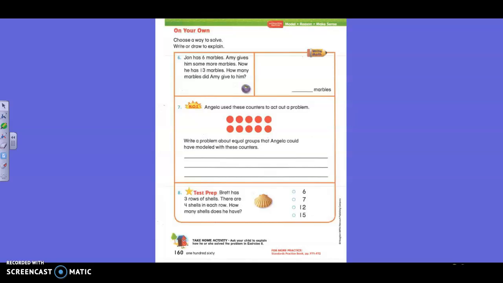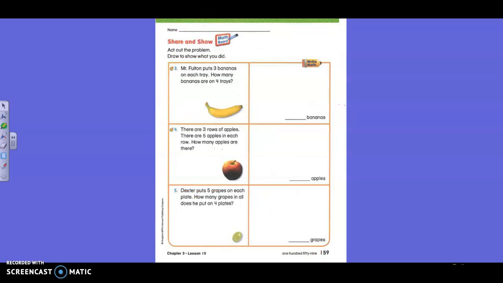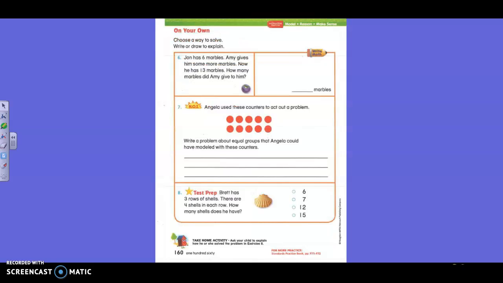Okay, let's look. Number 6 is like what you did yesterday. You can write the numbers, do the box that's missing, and then find out what the answer is. Number 7: Angela used these counters to act out a problem. Write a problem about equal groups that Angela could have modeled with these counters. If we're going to write a problem, what do we need first? We first need a name, right? All of our problems basically start with names.